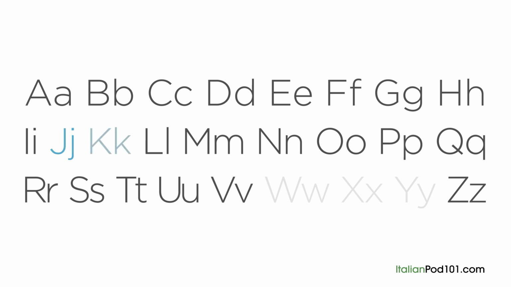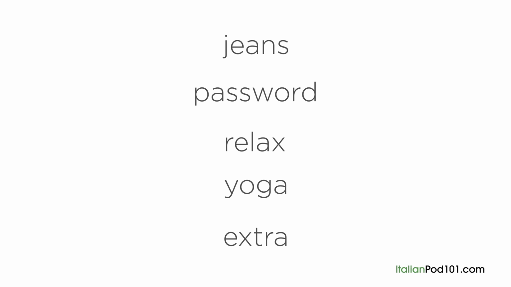Missing are the letters J, K, W, X, and Y. They're all considered to be foreign letters in Italian, and are only used for words borrowed from other languages. The most common examples are jeans, password, relax, yoga, and extra.